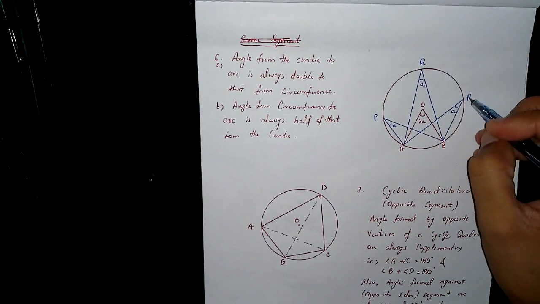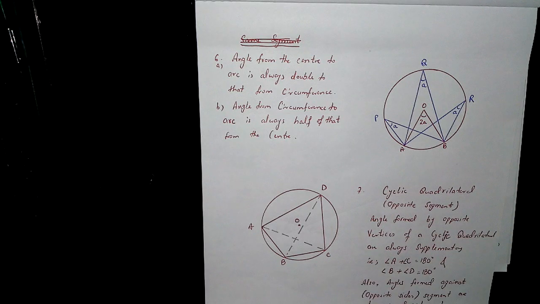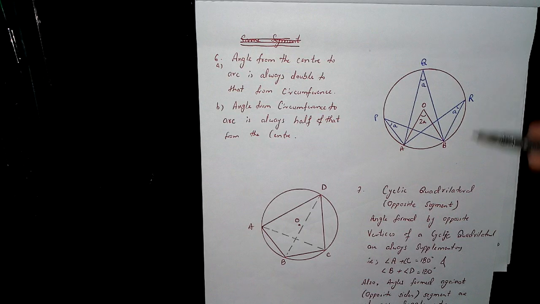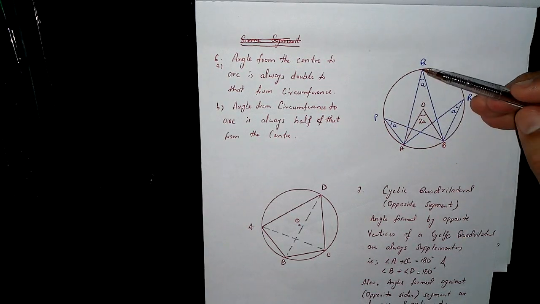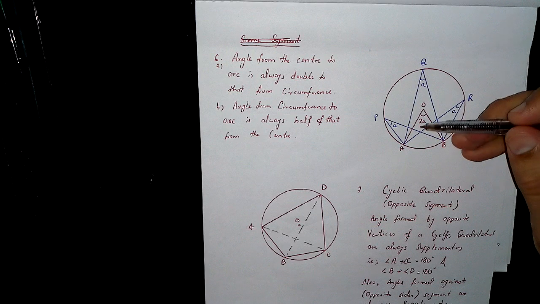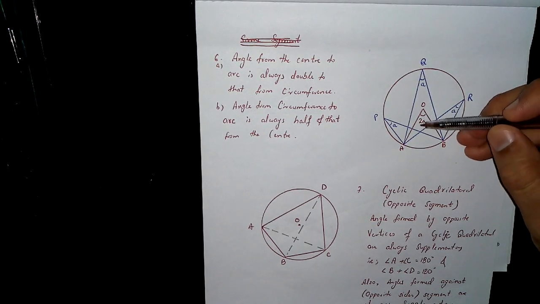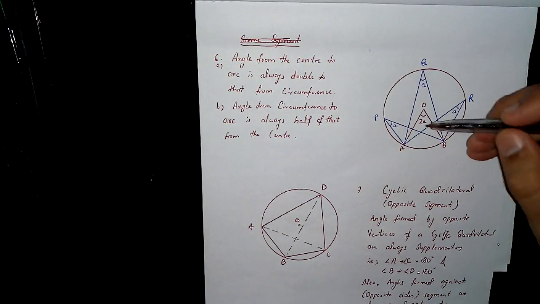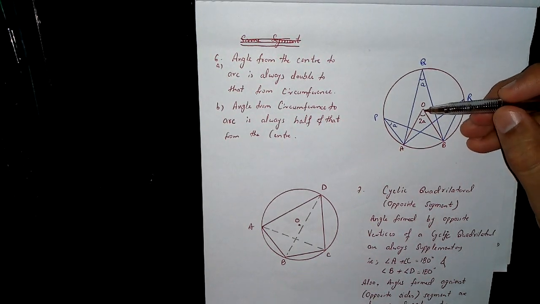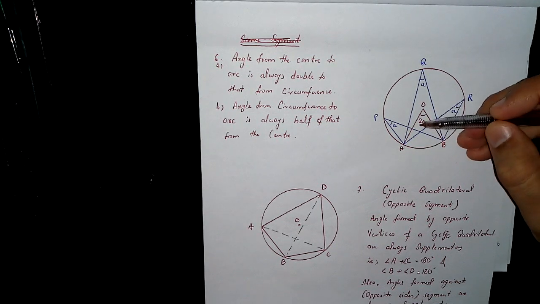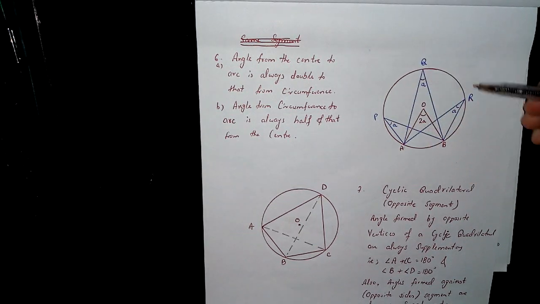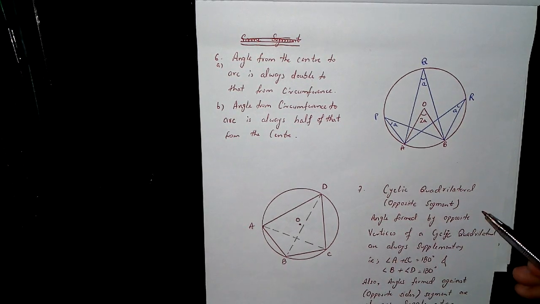Now if we take these points P, Q, R, so the angle formed on the same arc from the boundary, like angle P, angle Q, angle R, they will always be half of the angle from the center, or we can say in a manner as well that the angle formed by the center to the arc is always double the angle formed from the circumference, that is the boundary.